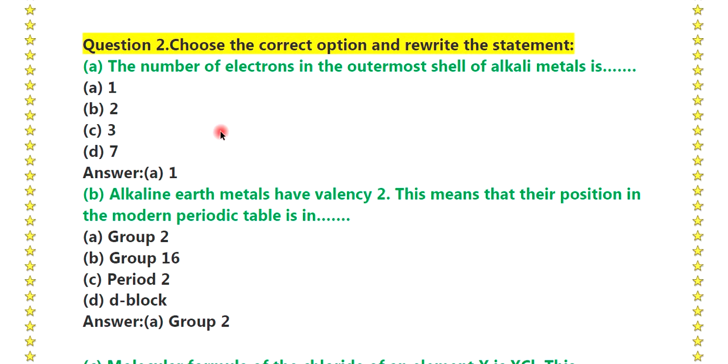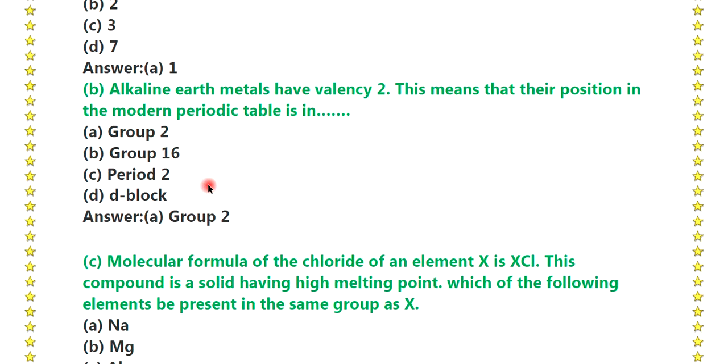Question number 2. Choose the correct option and rewrite the statement. In that, A, the number of electrons in the outermost shell of alkali metals is 1. B, alkaline earth metals have valency 2. This means that their position in the modern periodic table is in group 2.